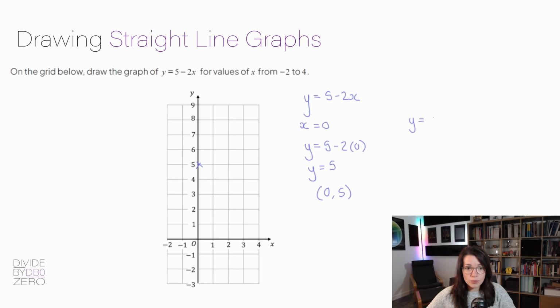When y is equal to 0, and subbing that in instead, you get 0 equals 5 minus 2x. You can then rearrange this to find out what x would be. And in this case, 5 over 2, or 2.5. So that's your next point, (2.5, 0). And you can put that straight on the graph as well. And then all you need to do is join up those 2 points. Then extend the line as well.